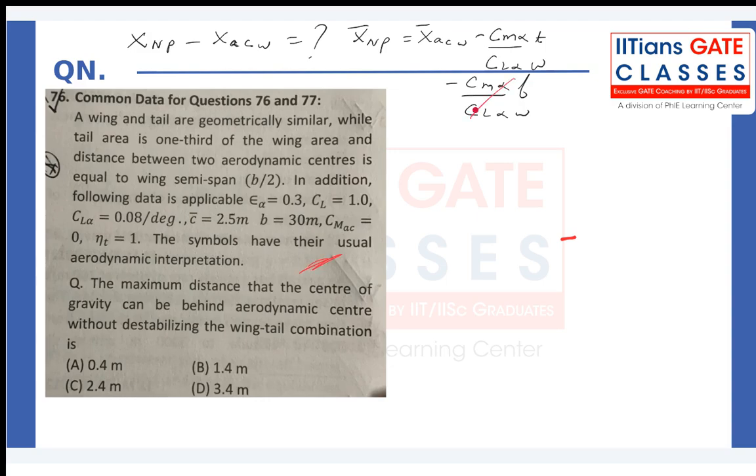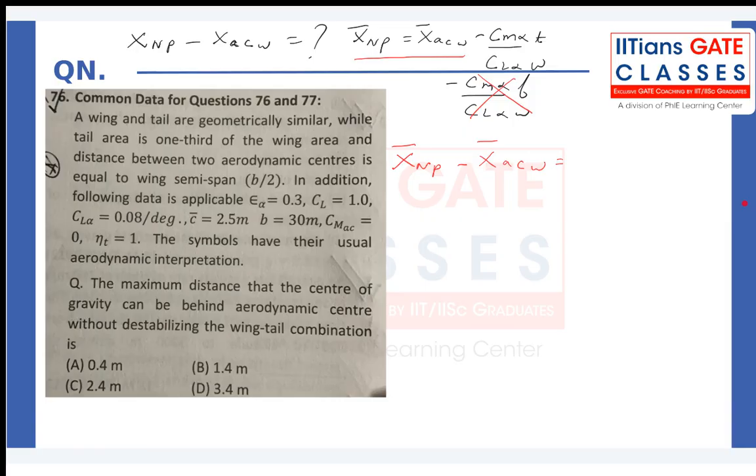Okay, yeah. So just for this question, our equation will be x bar np is x bar ac wing minus cm alpha of the tail by cl alpha of the wing. All right. So now let's proceed, and then we need to find out the difference between this, right? So what is Cm alpha of the tail and what is Cl alpha of the wing? What is Cm alpha of the tail? Let me write this equation again. X bar np, I'm just rewriting it. X bar AC of the wing minus Cm alpha of the tail. Right? Cm alpha of the tail, what was the formula?